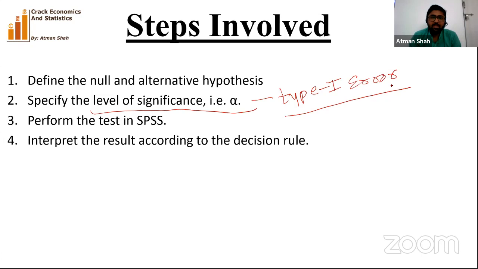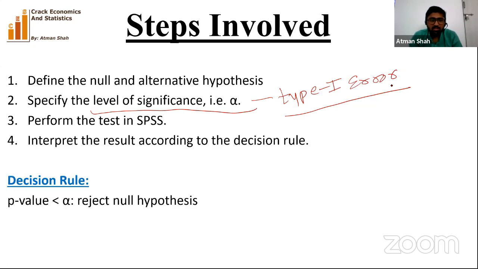And fourth, interpretation of the result according to the decision rule. Now, what is the decision rule? When we calculate the test manually, we always compare the calculated value with the tabulated value. But when we use any software, that software generates a p-value. So we compare the p-value with our level of significance, that is alpha. And this alpha is specified before we perform the test.